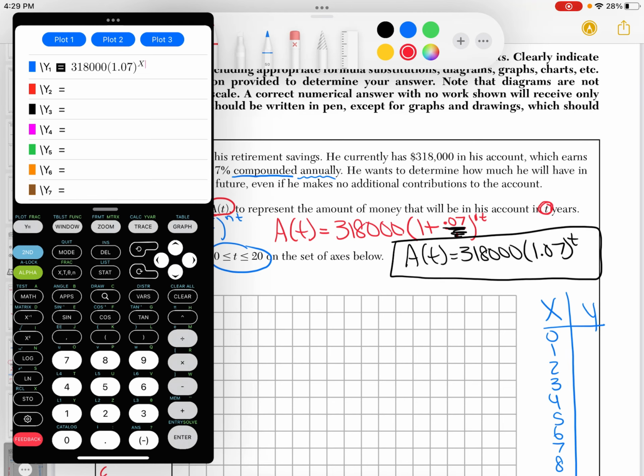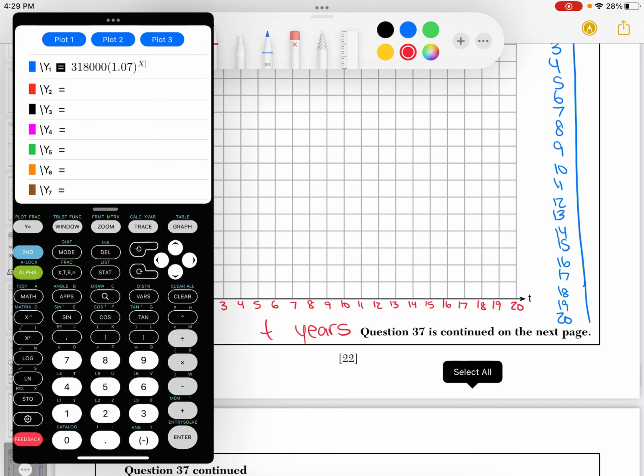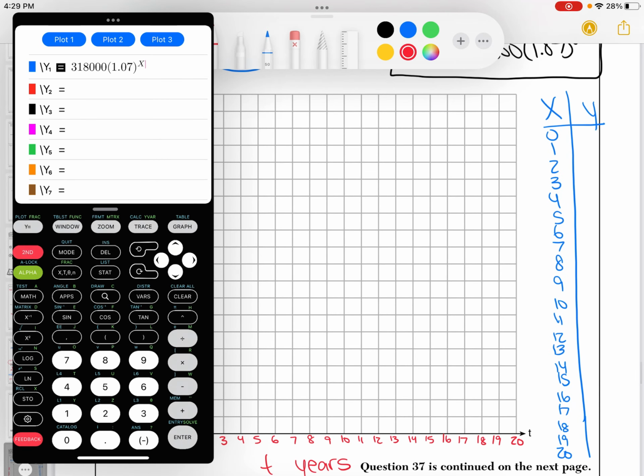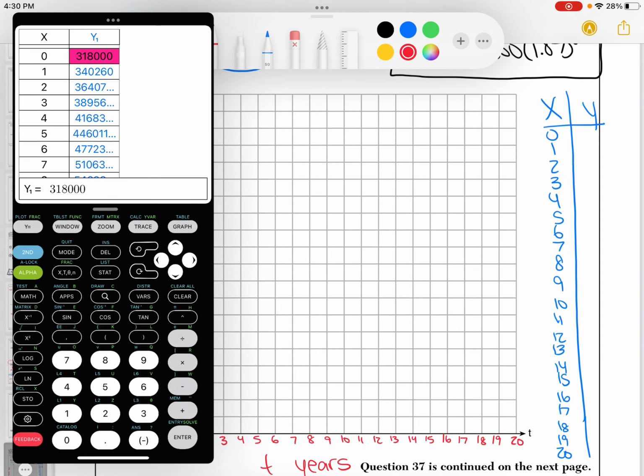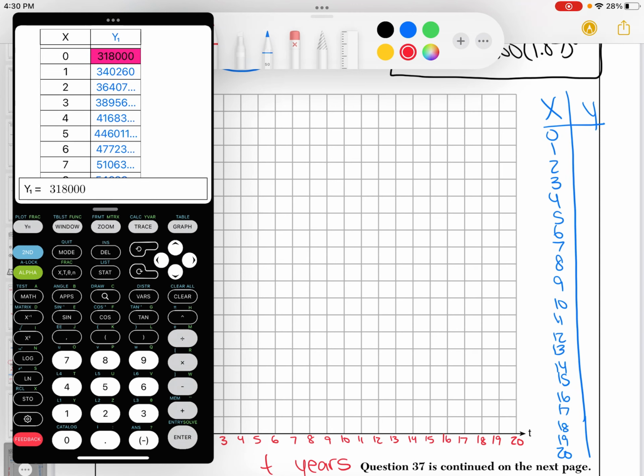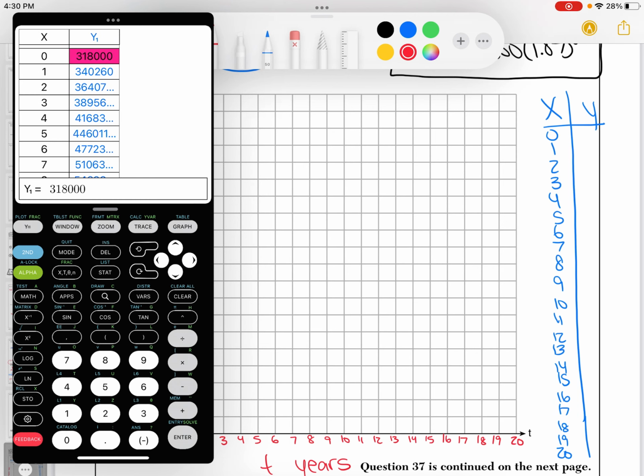So I plug this in using an x instead of a t. And then you can hit your graph to see what it's supposed to look like, but since our axis goes out to 20, you will have to adjust your window. For now, I'm just going to pull up the table so I can see what kind of numbers I have. This app is not fantastic for this. You will not have the dots. You'll be able to see full numbers. But as of now, this is what we're looking at.